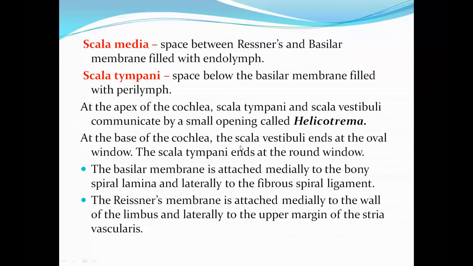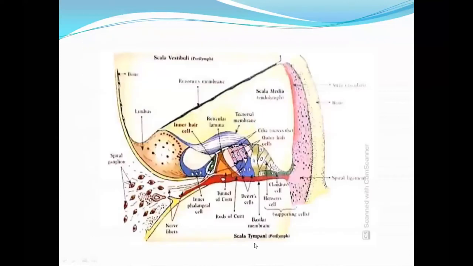See, at the base of the cochlea, the scala vestibuli ends at the oval window, and the scala tympani ends at the round window. The basilar membrane is attached medially to the limbus, or medially to the bony spiral lamina, and laterally to the fibrous spiral ligament. The Reissner's membrane is attached medially to the wall of the limbus and laterally to the upper margin of the stria vascularis. Here we can see in the diagram.